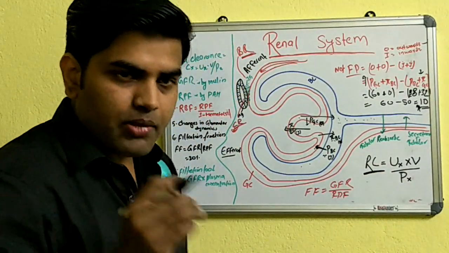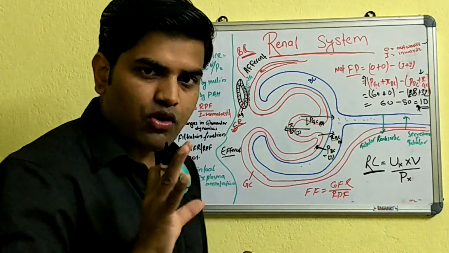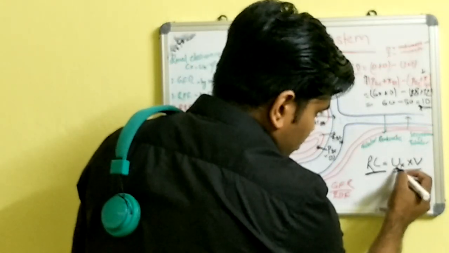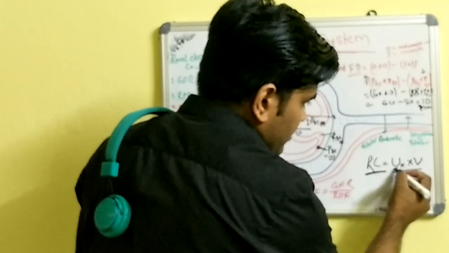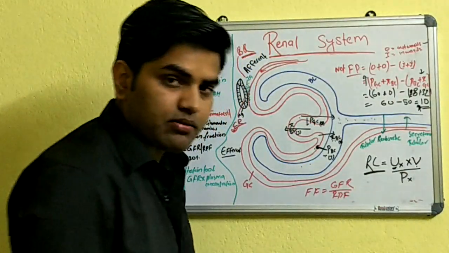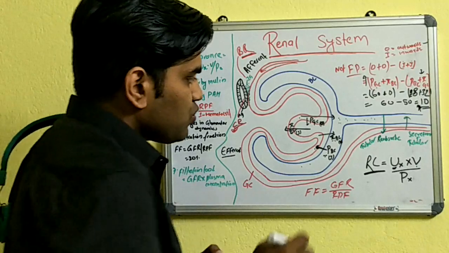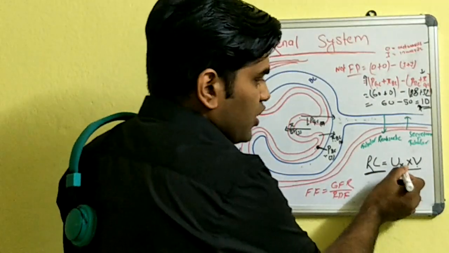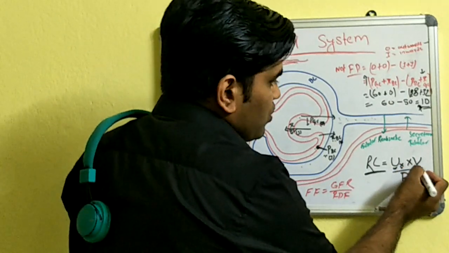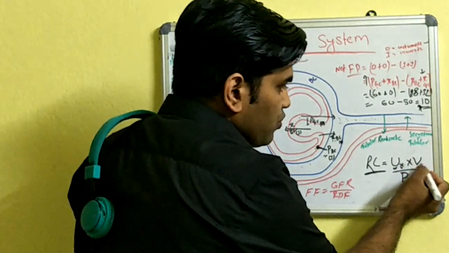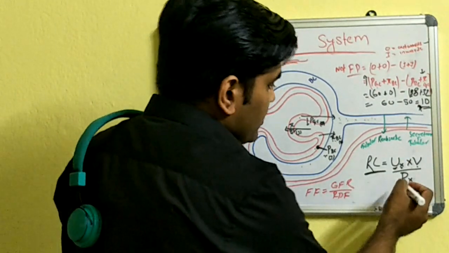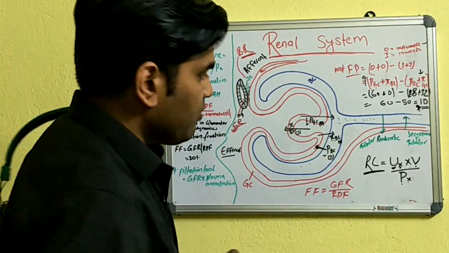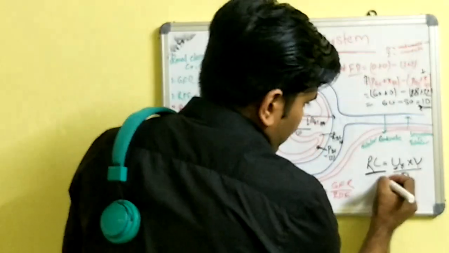If you say renal clearance, it means the virtual volume of plasma that has been cleared of that much amount of solute of that substance. So renal clearance equals the concentration of that substance in the urine, into the urine flow rate per minute, divided by the same substance's concentration in the plasma. I'll give you one example. Suppose inulin.